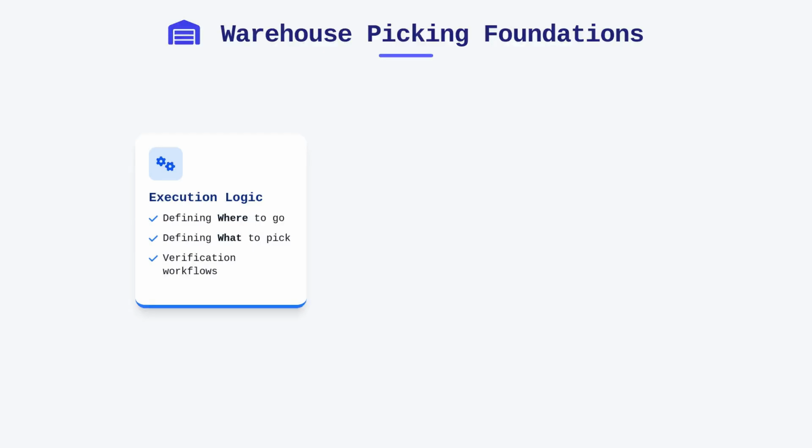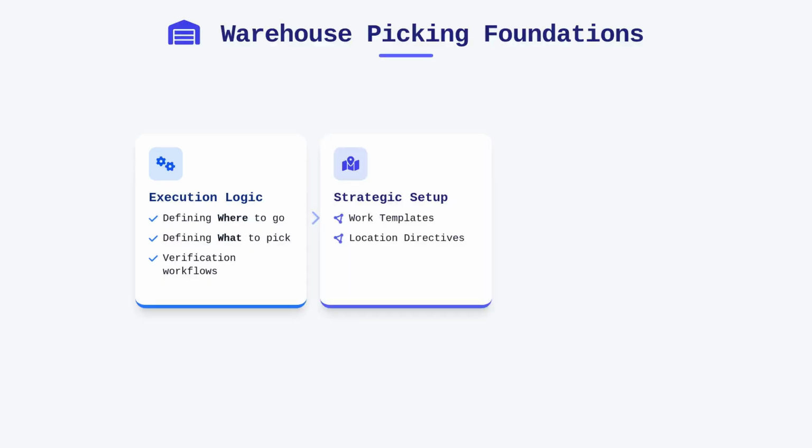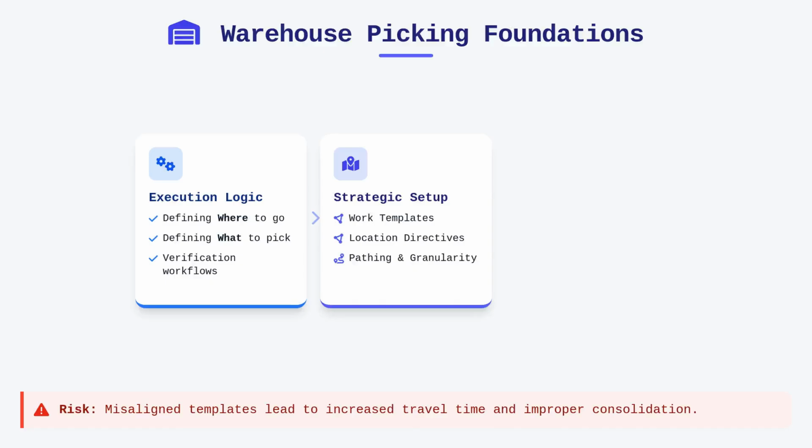You must consider the configuration of work templates and location directives, as these define the pathing and the granularity of the tasks generated for your staff. If you fail to align these templates with your specific warehouse layout, you will undoubtedly face inefficiencies that manifest as increased travel time or improperly consolidated picks.